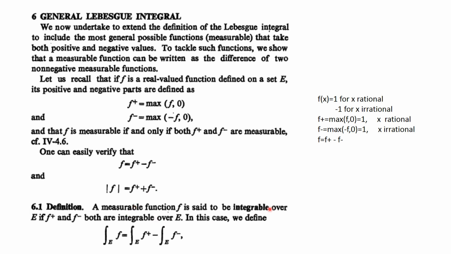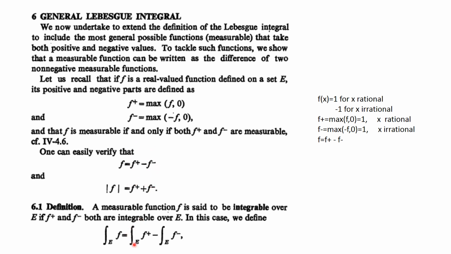So now how to define the integrability? A measurable function f is said to be integrable over any set E if both positive and negative parts are integrable over E. And we can write the integral of f over E as the integral of f positive minus the integral of f negative, because our f is the difference of these two. So the integral will be the integral of this minus the integral of this.